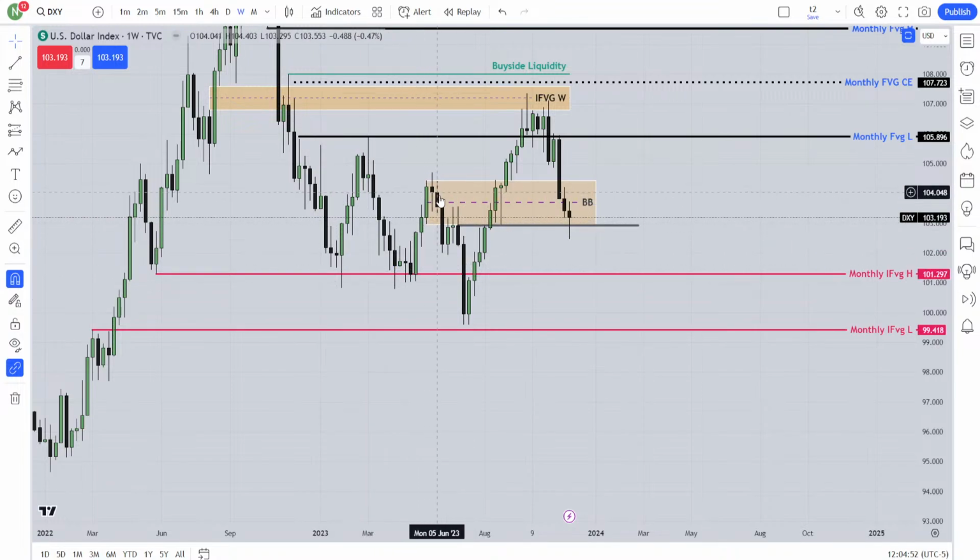So low, high, lower low. So between two lows there is the high. So that high is my breaker.